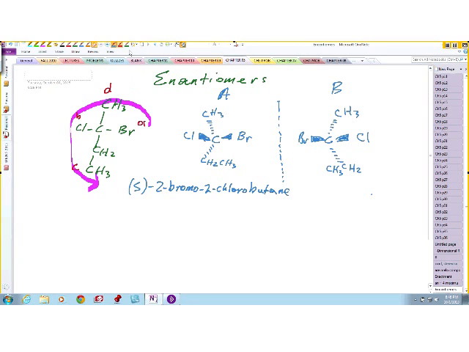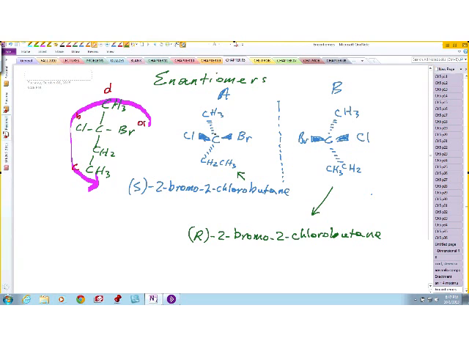Okay? So this name goes to this. R for this will become R, 2-bromo. You follow all of the rules that we taught you in chapters 3 and 4. Chloro, butane. These two enantiomers, therefore, now have two different names.